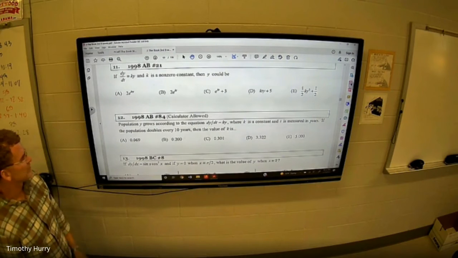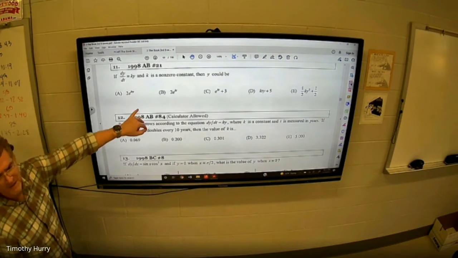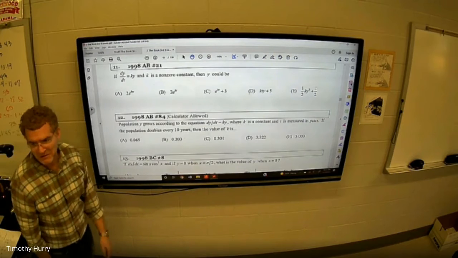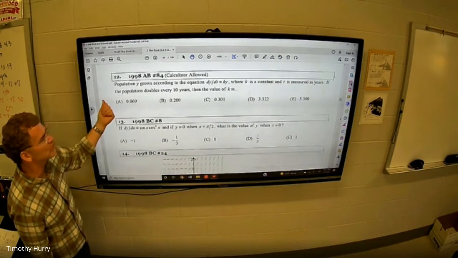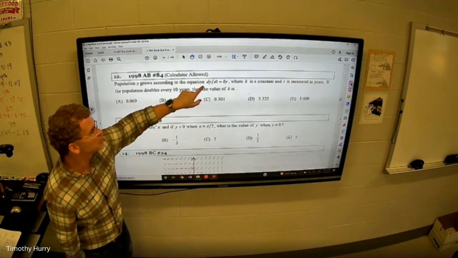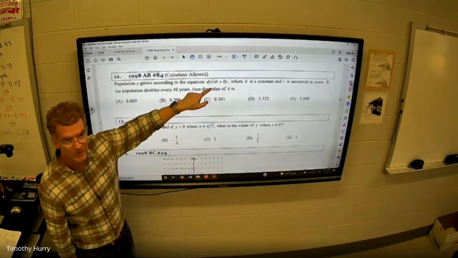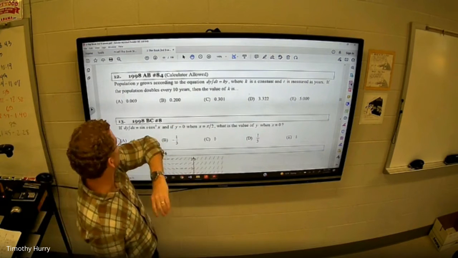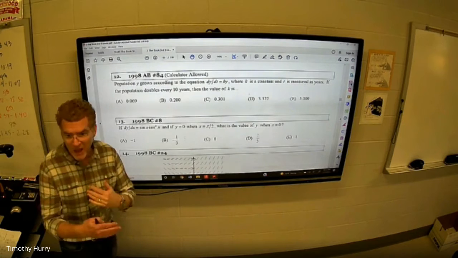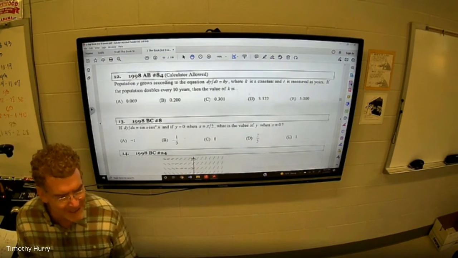Look at 12, 1998. I know that's a long time ago, but they give you all this big problem about population grows according to that. Ooh, that means it's exponential growth. y equals c e to the kt. They tell you k is a constant, t is measured in years, the population doubles, blah, blah. They're giving you all this information, but do you really need it?